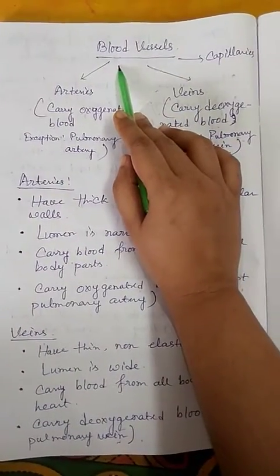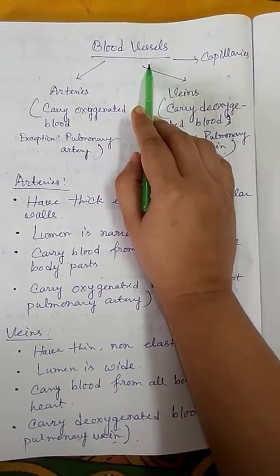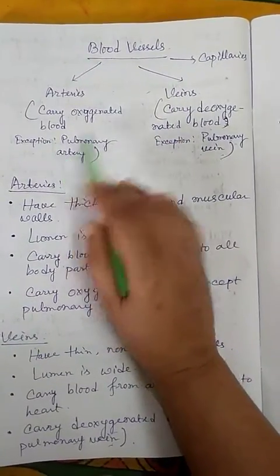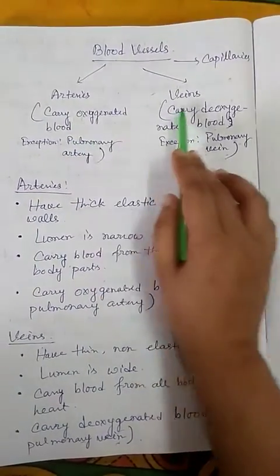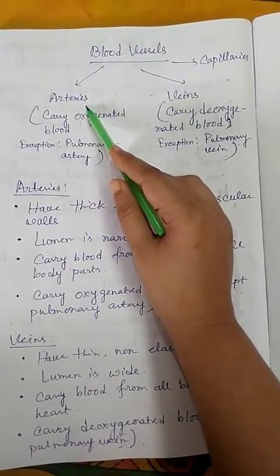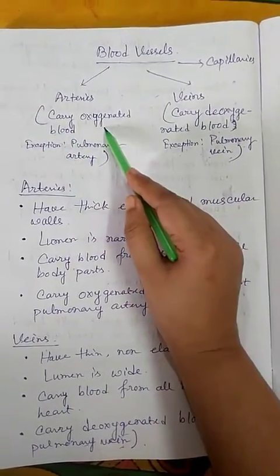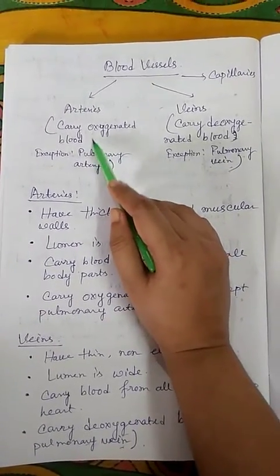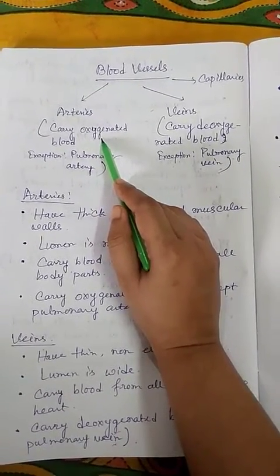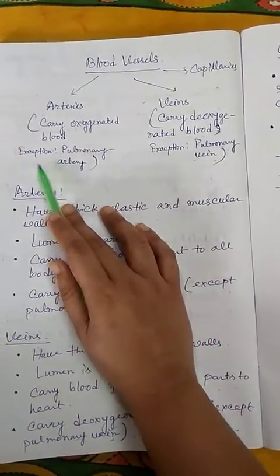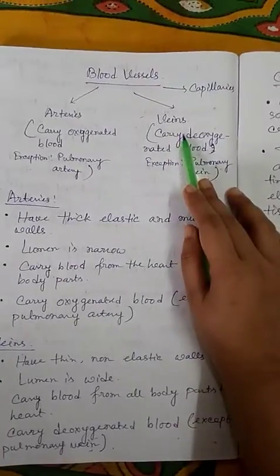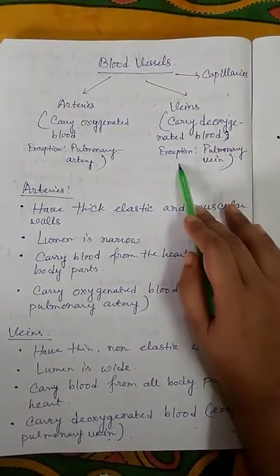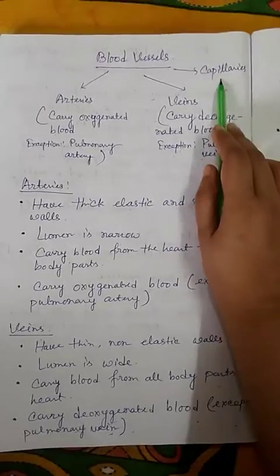Students, now we are going to discuss blood vessels. Blood vessels are those through which blood can travel. They are tube-like structures. They are of three types: arteries, veins, and capillaries. Arteries mainly carry oxygenated blood, meaning blood that carries oxygen. Exception: pulmonary artery. Veins carry deoxygenated blood, blood filled with carbon dioxide mainly. Exception: pulmonary vein. And capillaries.